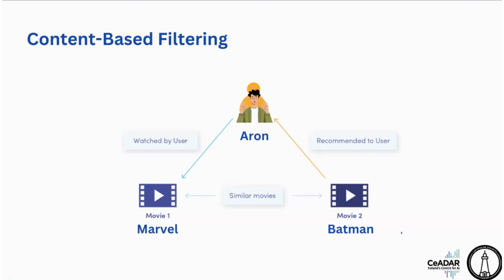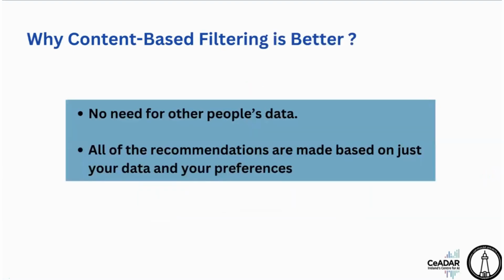For example, if he watches action movies or some other movies, he'll be recommended similar types of action movies, or similar types of genre, or similar types of music of his interest, or similar types of products or anything. So why is content-based filtering better?